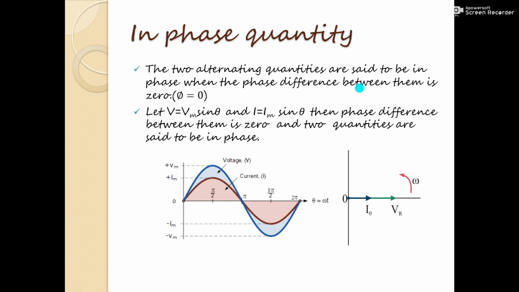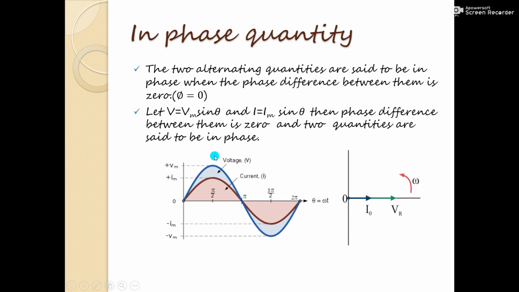Now let us see what are the in-phase quantities. Two alternating quantities are said to be in phase when the phase difference between them is 0. That is, the value of phase difference is equal to 0. Let us have the two equations, V equal to Vm sin theta and I equal to Im sin theta. Then the phase difference between them is 0 and the two quantities are said to be in phase.